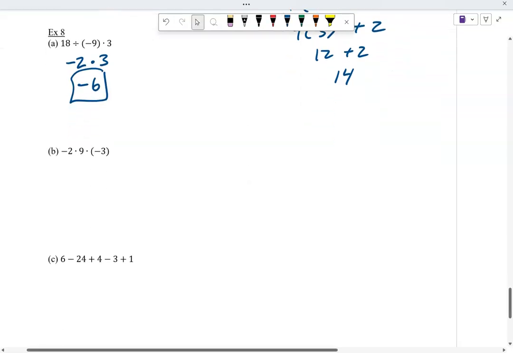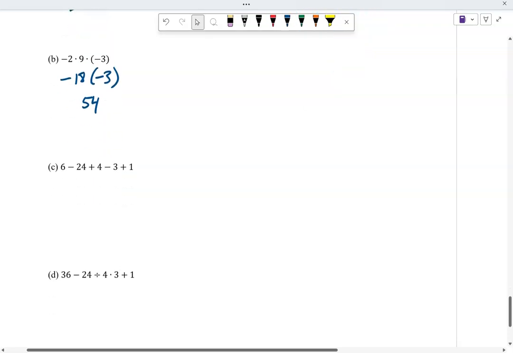Here we've got all multiplication, so we'll again do it left to right. Negative 18 times negative 3. Negative times a negative is a positive, right? Let's do this next one. Notice this is all subtraction and addition, so I'm just going to go left to right. 6 minus 24 is negative 18. And then negative 18 plus 4, I got negative 14. And then negative 14 plus 4, I got negative 10. Negative 10 minus 3 is negative 13.